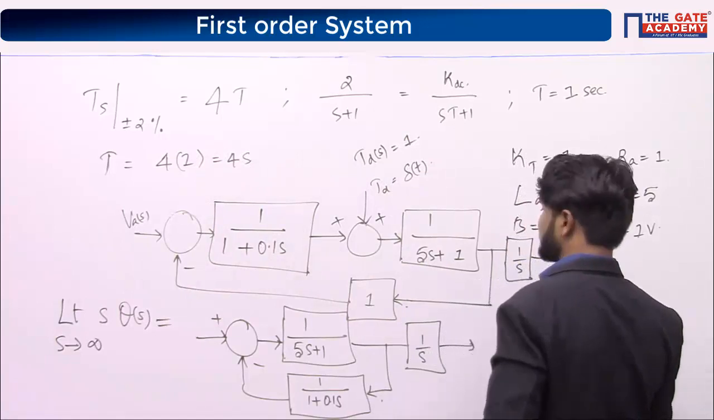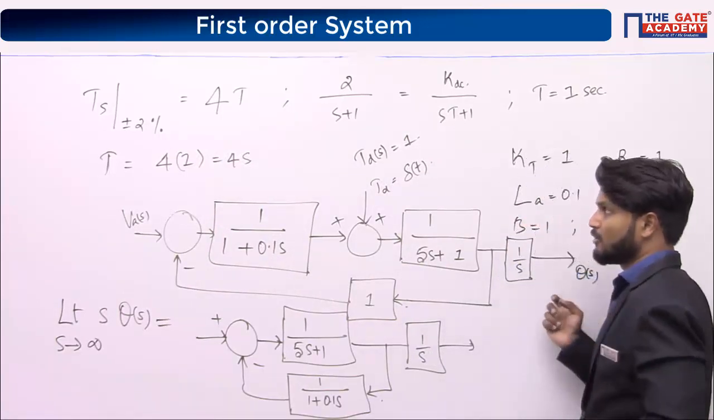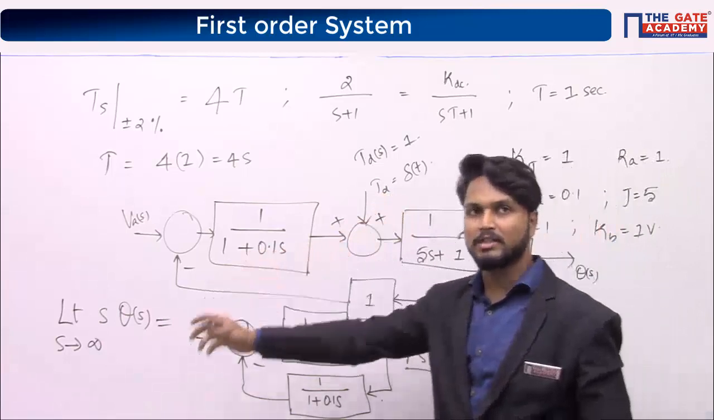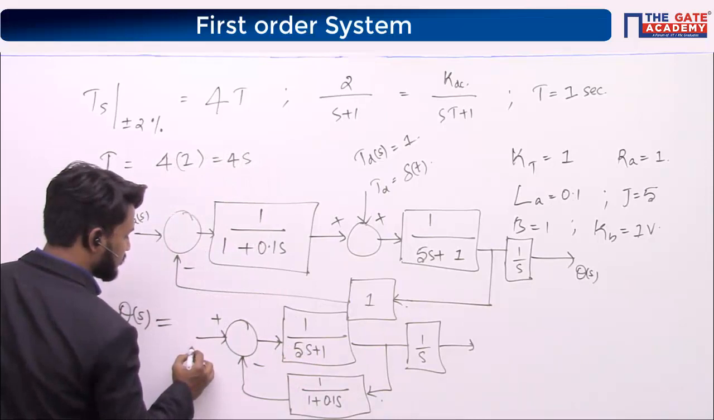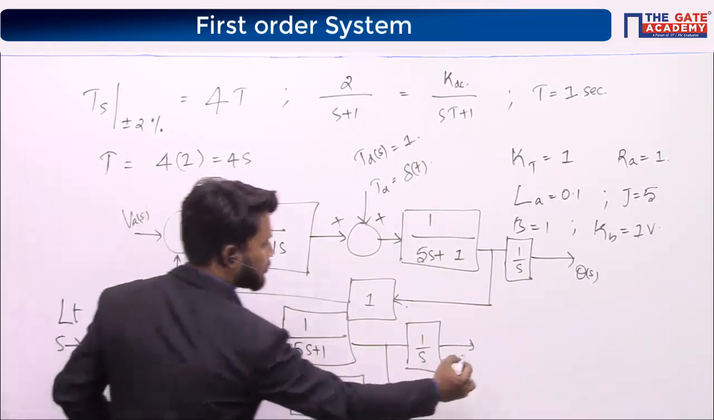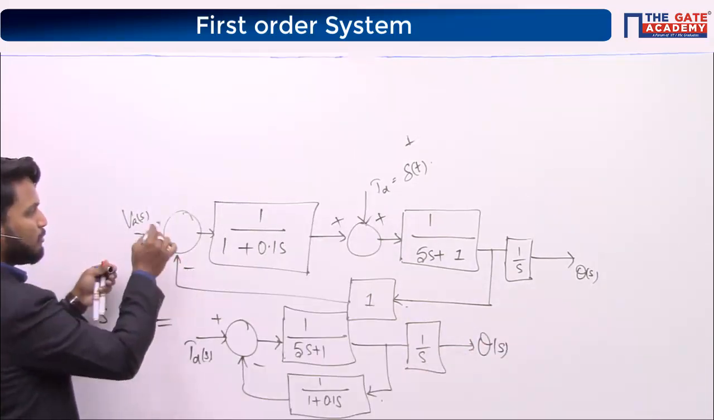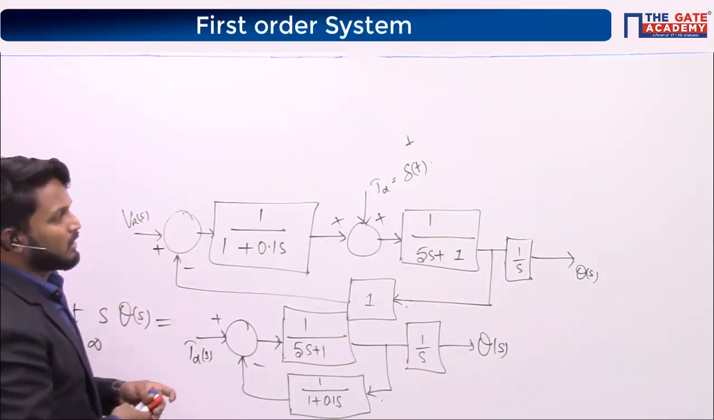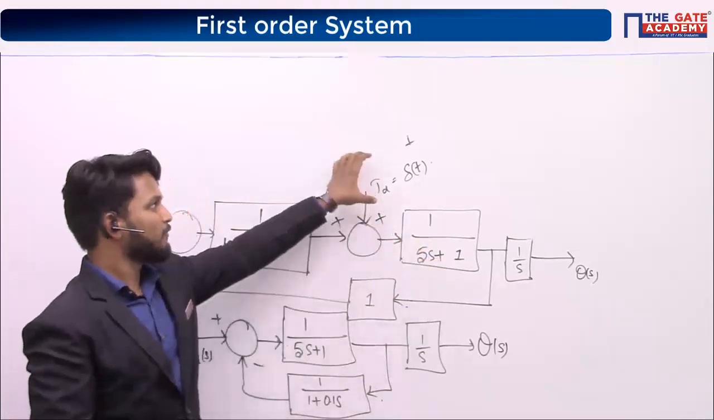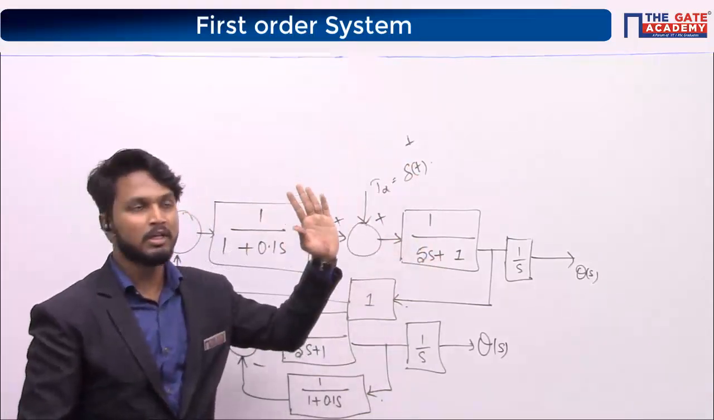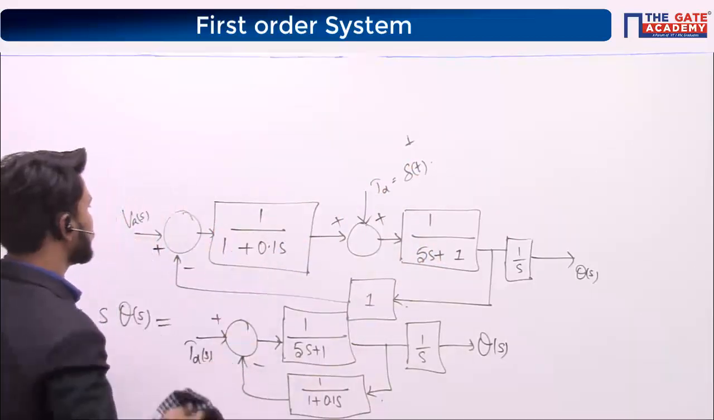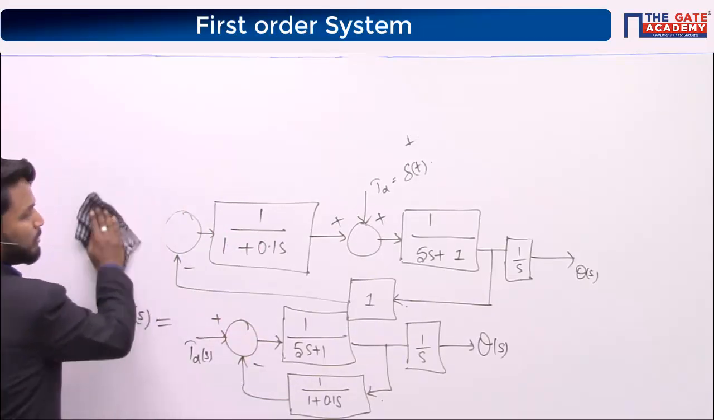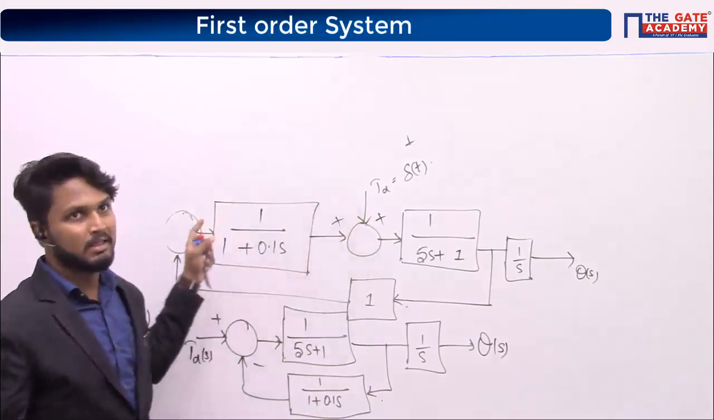So theta S, if at all you want theta S for disturbance input TD, then you have to make the other input 0 only. I have straight away made VA of S to be 0. Therefore it is simply TD of S here, and theta of S is our output. We are just removing this input because the output theta of S for TD of S is only asked. Only this part is asked, which means whenever you have more than one source, you will use superposition, right?